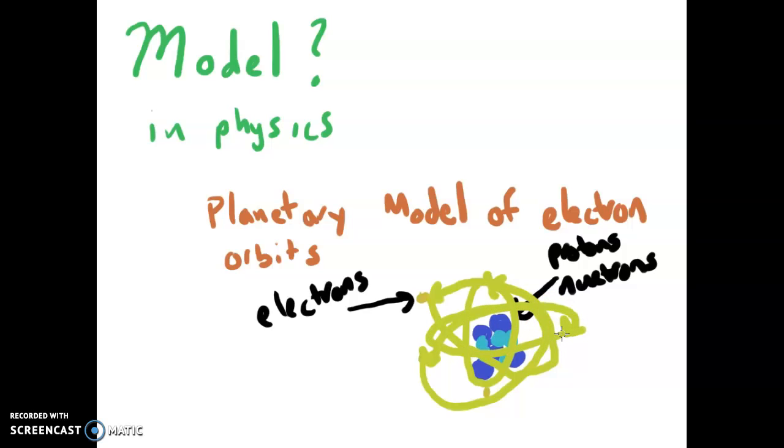So this actually isn't necessarily 100% how it looks, right? But we can't actually zoom in close enough to actually see what it looks like, so we represent it with a model.